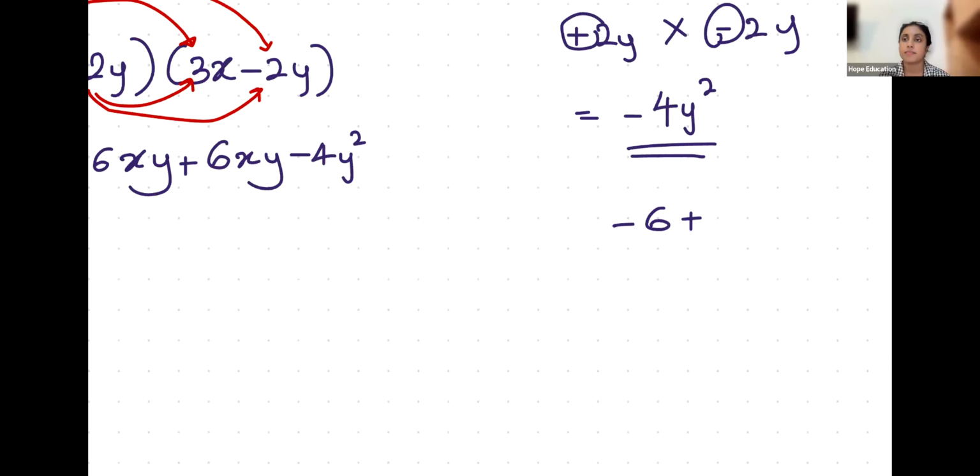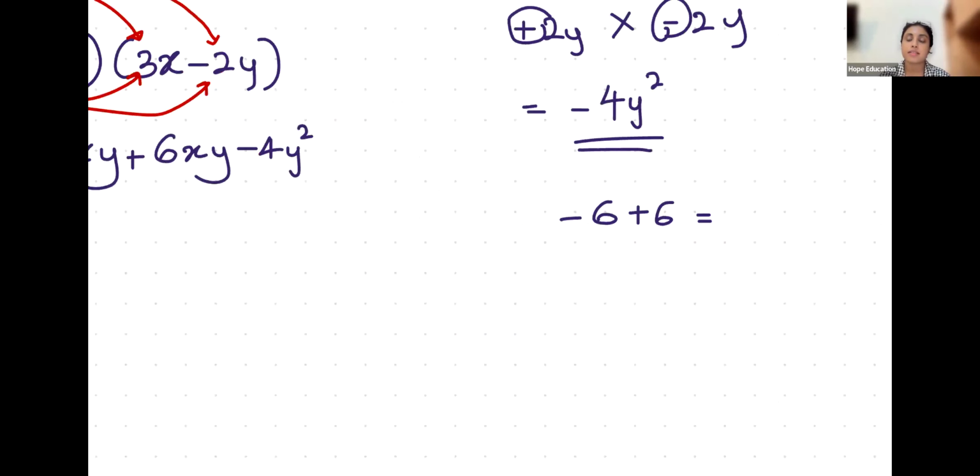Minus 6 plus 6. What is the answer? Minus 6 plus 6. What is the answer?